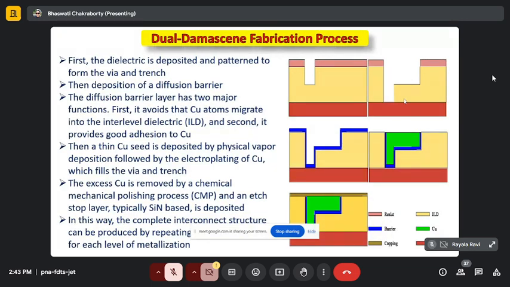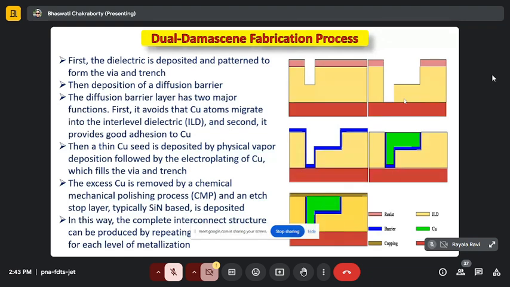Another thing which I would like to discuss is the dual Damascene fabrication process. This is basically a single process which can fabricate interconnect as well as deep via. Deep via connects several interconnect portions, and if we want to fabricate this deep via with the trench, that is the interconnect layer, in a single process, we look for dual Damascene. What happens here is that first, a dielectric layer, called ILD, interlevel dielectric, is deposited and patterned using lithography.